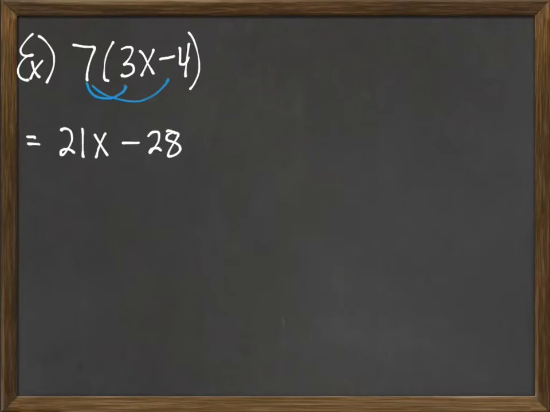7 times 3x will be 21, 7 times 3, and the x just tags along, 21x. 7 times minus 4 will be minus 28, so we write it down as subtract 28. And then that's all the further we can go in this particular example. 21x minus 28.